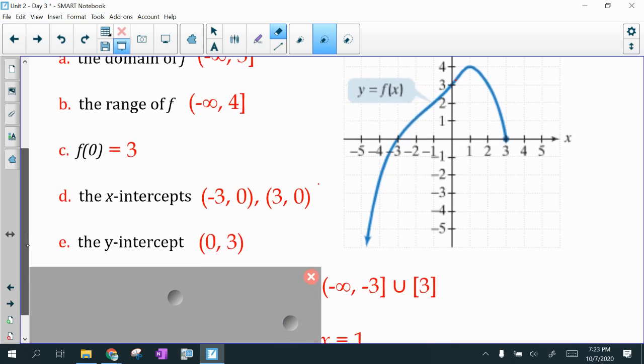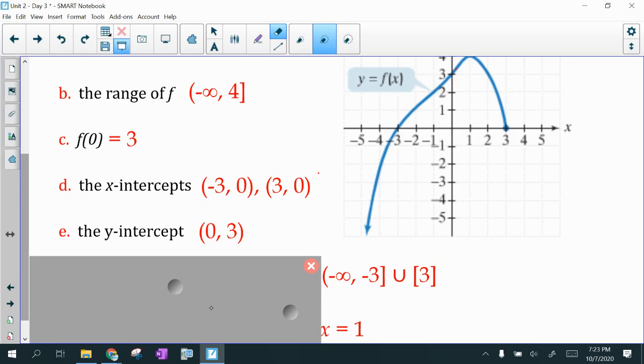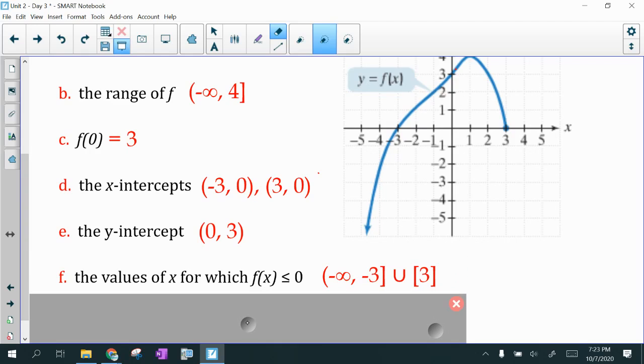These are the ones that people tend to struggle a little bit more with. It asks you to find the values for which f of x is less than or equal to 0. Now, what I'm going to do is draw a line. This line here is where f of x, or y, is equal to 0. And since I'm looking for where it is less than or equal to 0, I'm going to say it's the part of the graph that is up to here, but also down below.